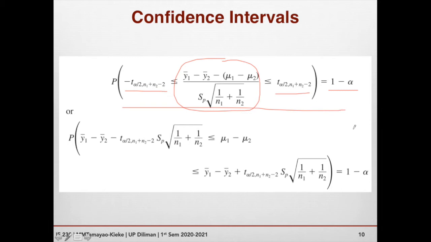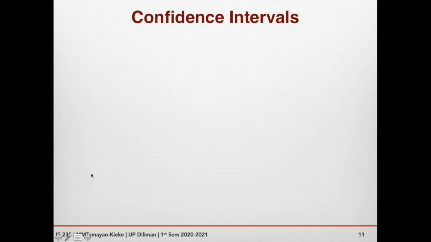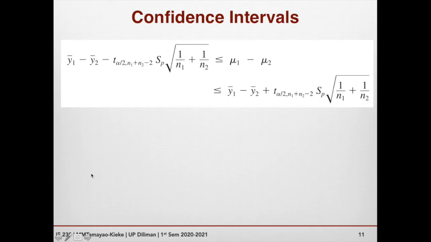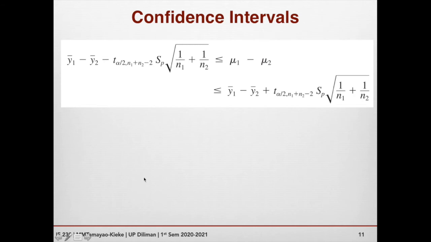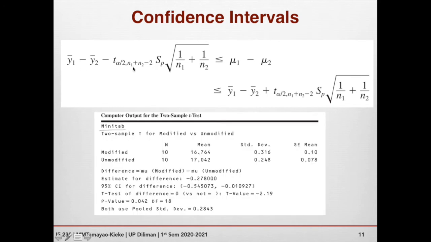We can further transform this to get the confidence interval for the difference between the population means, as shown here. So from the previous slide, this term here will now help us to determine the confidence interval for the difference of the two means, where the lower limit is this term here, and the upper limit is this term here.